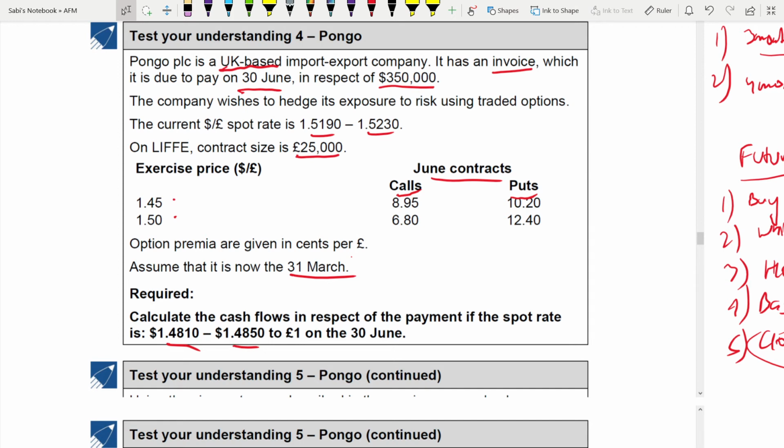So how do you start? Four key questions. Call or put? Which option? Here it is a June contract, so no issue. Which exercise price, and also how many contracts? So call or put. Whether it's call or put depends on when the payment is.